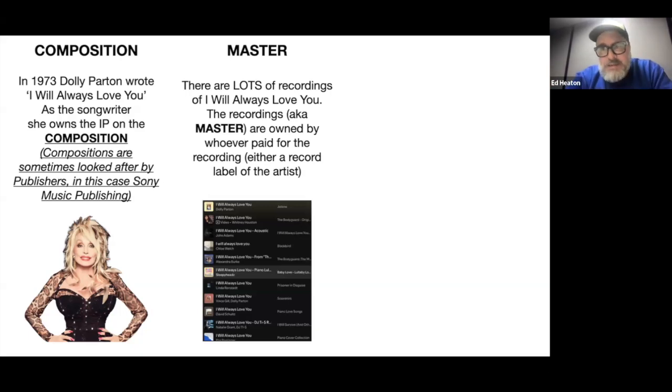Then there's the master, the recording, and there are lots of recordings of "I Will Always Love You," which as you can see, I've created a list of a whole bunch. It's been covered lots and lots of times, and whoever paid for the recordings of those different versions owns those versions of the recording.